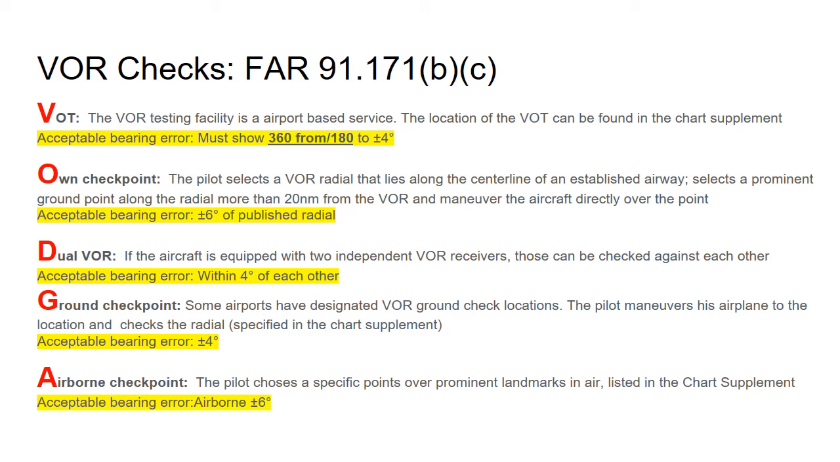If the chart supplement indicates designated ground checkpoints on your airport, you can use that to do the check. The acceptable error in that case is again 4 degrees. Finally, the chart supplement lists some airborne checkpoints. Just like with your own checkpoint, the tolerance for those is 6 degrees.